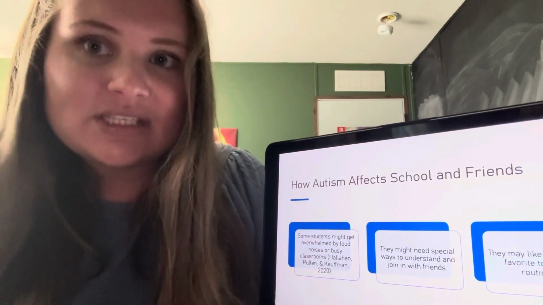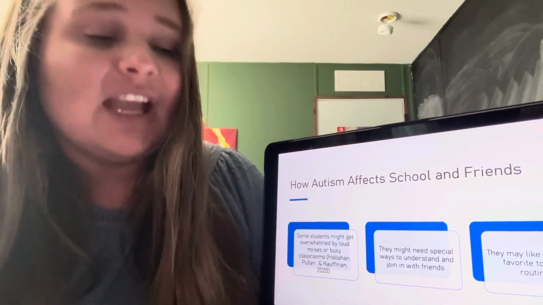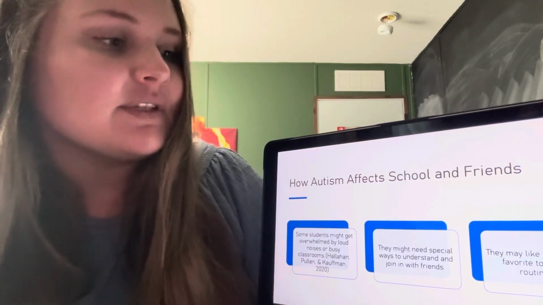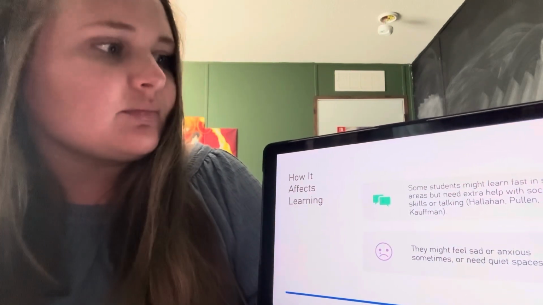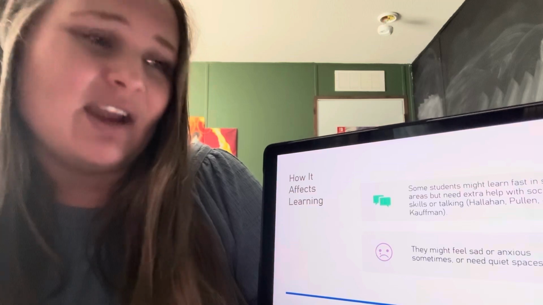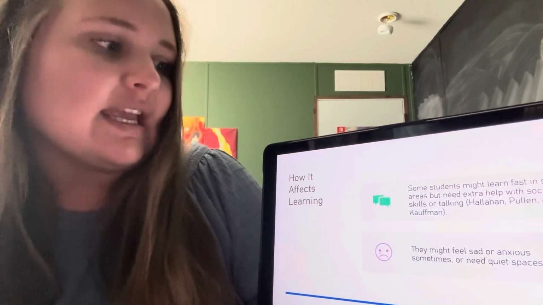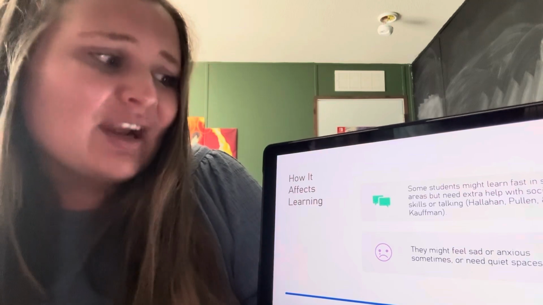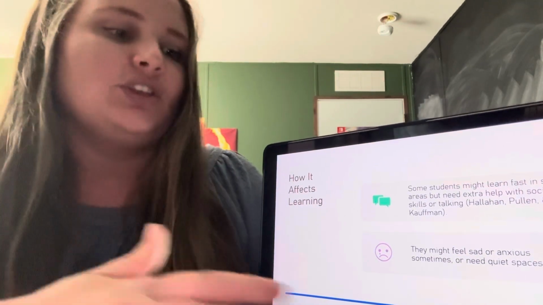So they may get really, really interested in something and just know everything about it and really love their routines and don't really like to get off routines. How it will affect their learning. So some students might learn fast in some areas, but really need help with social skills or talking. They might feel sad or anxious sometimes or need quiet spaces to calm down, refocus, and recharge.